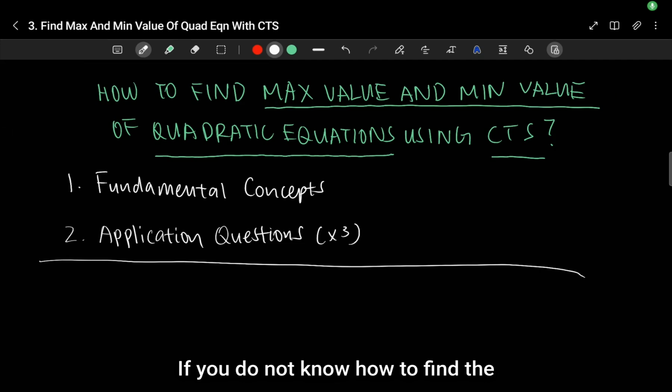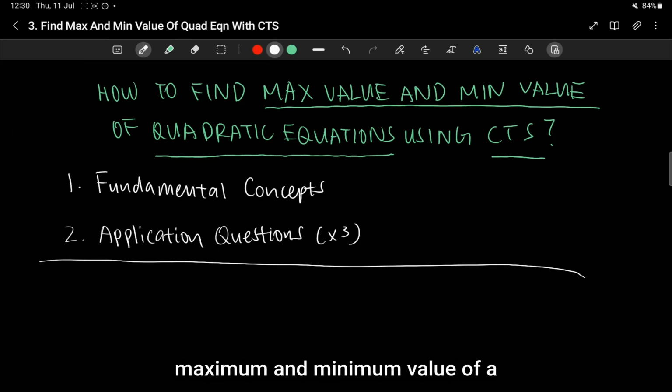If you do not know how to find the maximum and minimum value of a quadratic equation using completing the square, you're going to struggle in math. And I do not want that. So in this video, I'm going to teach you exactly how to easily find the max and minimum value of any quadratic equation. And I'll go through 3 practice questions with you to show you how to apply this concept in your answers. Okay, and by the end of watching this video, you will know exactly how to do so.